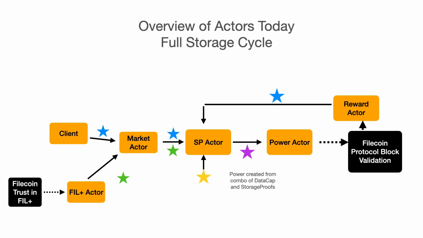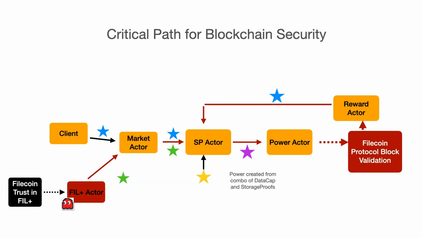And to belabor that point a little bit, if you have a sector that is packed full of deals which have been verified by the Fil plus system, then you get 10 times the power for that sector than if you just had regular deals or nothing at all. And this is a nice, simplified schematic of how these things interact. Just quickly again, if there's a problem somewhere in the market actor or the Fil plus actor, you have potentially a massive problem. So this again is on the critical path for blockchain security.